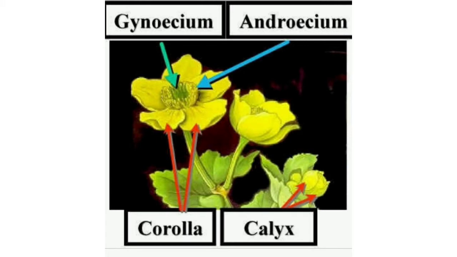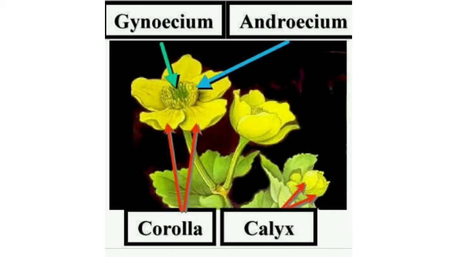They develop in a round, so it is called a circle. All the four whorls are arranged in four circles. The first circle consists of calyx, and the individual member is called a sepal. The second whorl is called corolla, and the individual member is called a petal. The third whorl is called androecium, and the fourth is gynoecium.